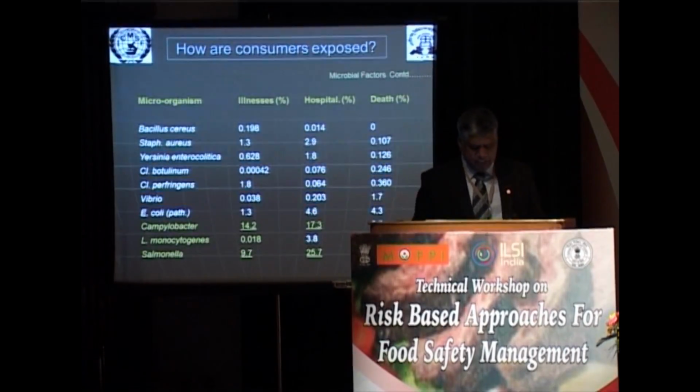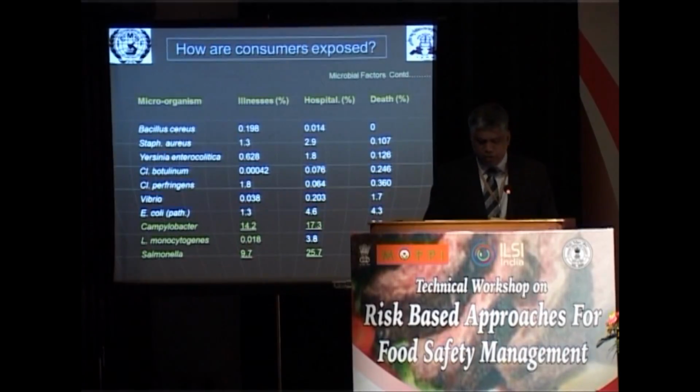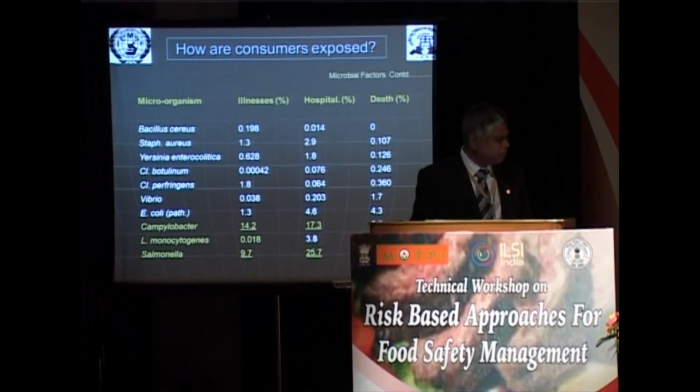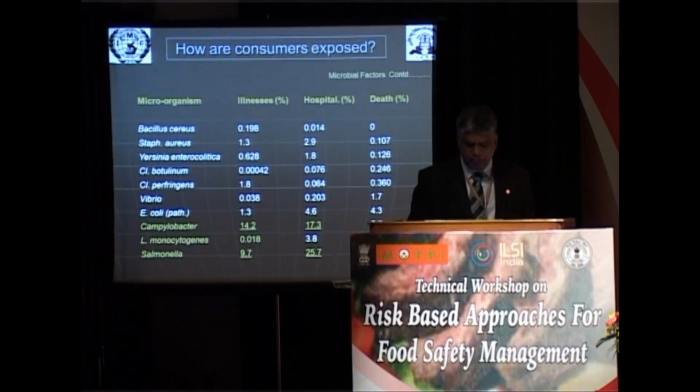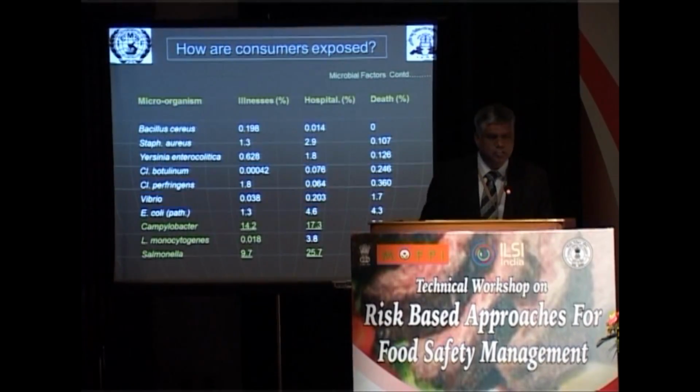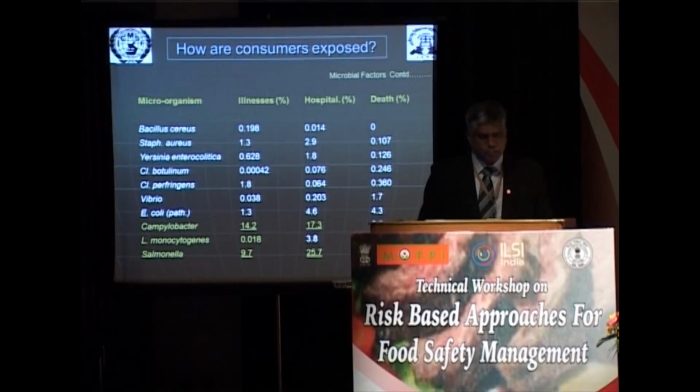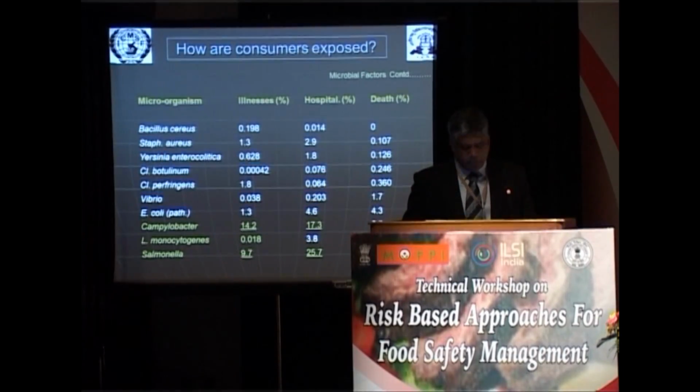Like I have told you, there are certain pathogens which are more virulent, like Listeria monocytogenes; although cases and illnesses are fewer, the percentage of deaths is very high. Likewise, in Salmonella also, hospitalizations as well as deaths are more. In Campylobacter, although the percentage of illness is very high, the reported deaths are less.